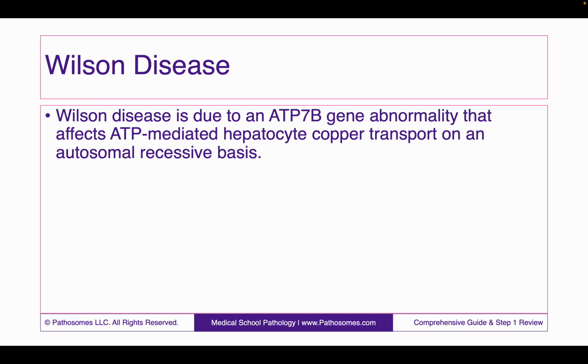Now let's move on to another commonly tested condition, Wilson disease. Wilson disease is due to an ATP7B gene abnormality, which you must know, that affects ATP-mediated hepatocyte copper transport on an autosomal recessive basis.